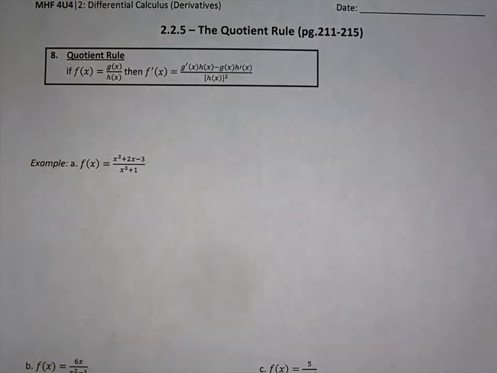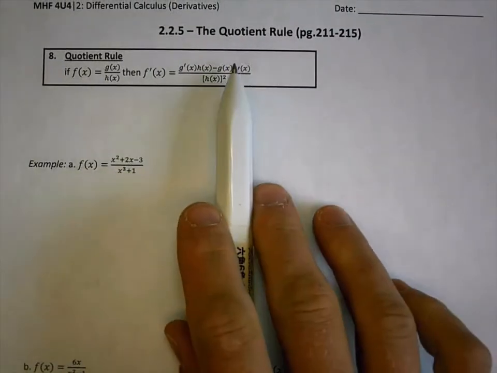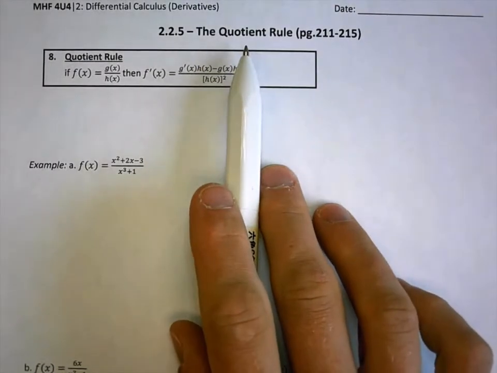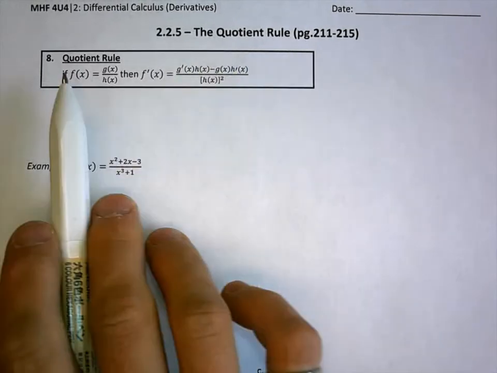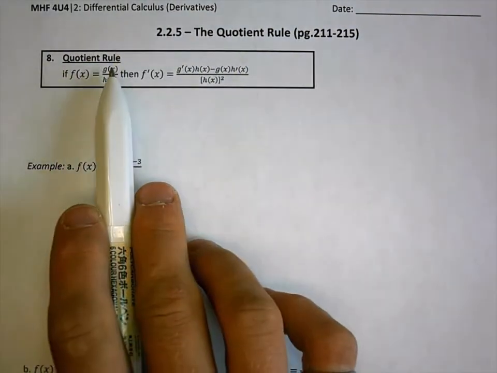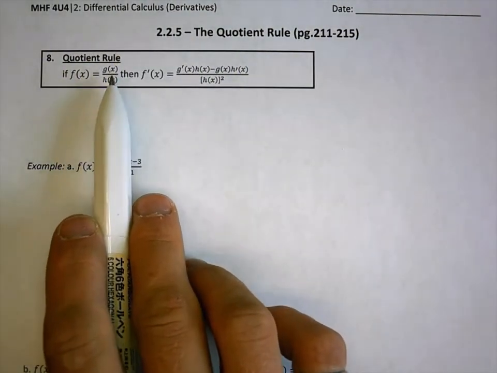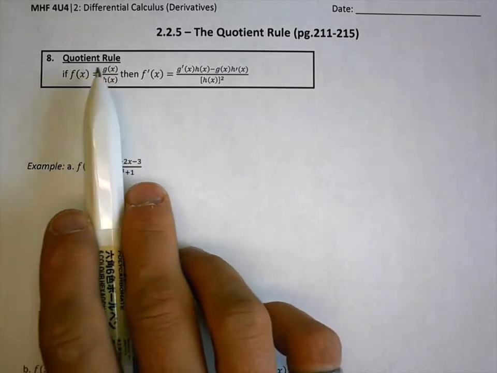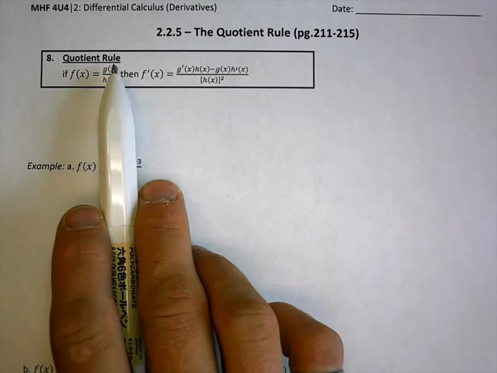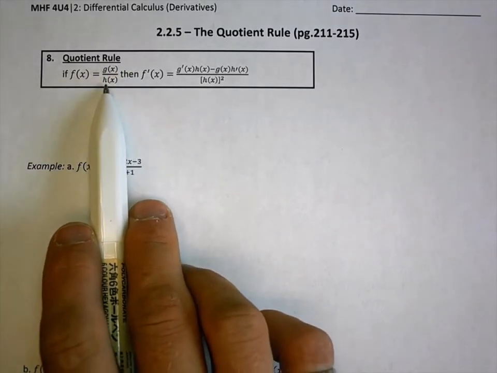Hello, Mr. Colati here, and today we are going to learn the quotient rule, which is the sequel to the product rule. So let's get started. This is a function which is a quotient of two functions. Remember, quotient means division. You can't just take the derivative of the top divided by the derivative of the bottom.